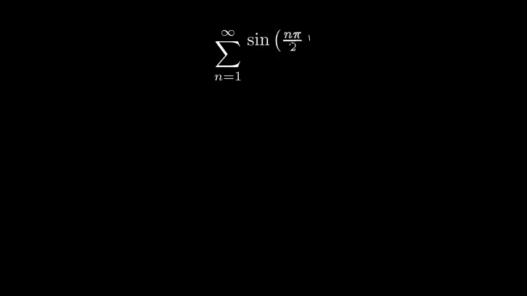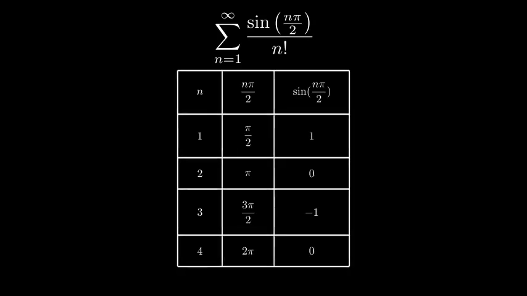Let's analyze the convergence of the infinite series, the sum of sine of n pi over 2 divided by n factorial, where n goes from 1 to infinity. To test this series, let's first understand the pattern of sine of n pi over 2. When n equals 1, we get sine of pi over 2, which equals 1.